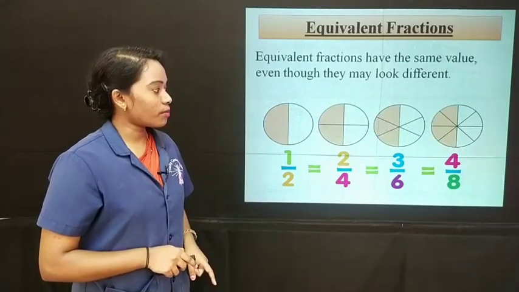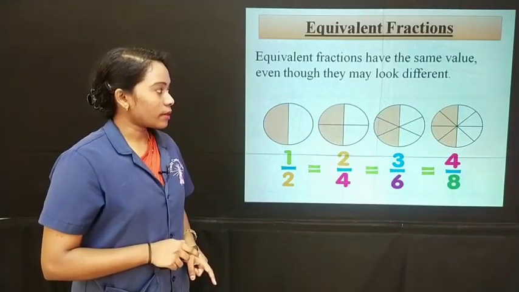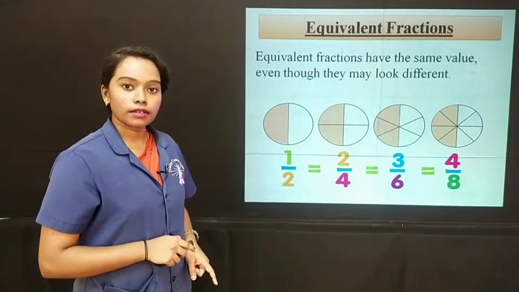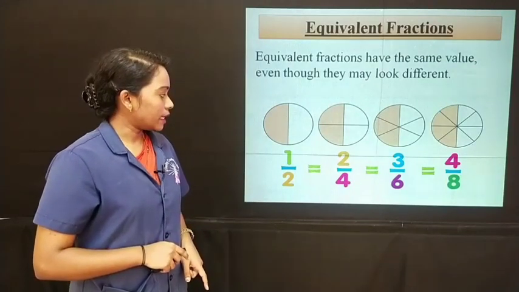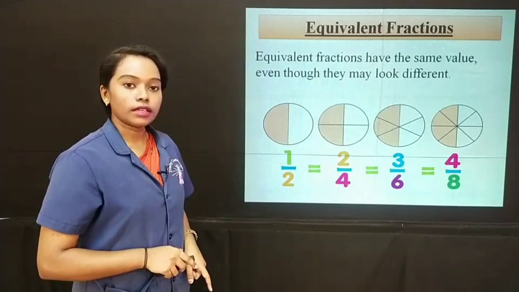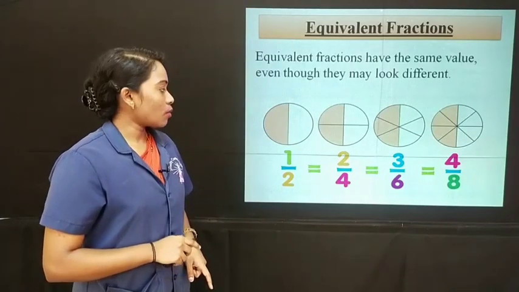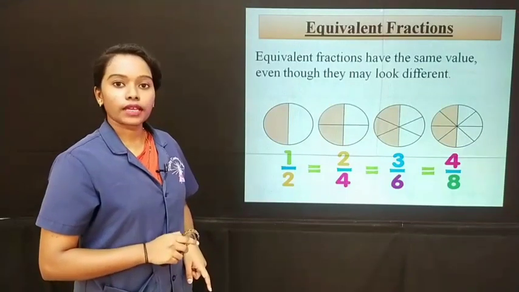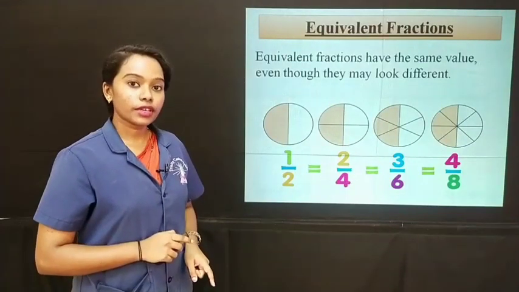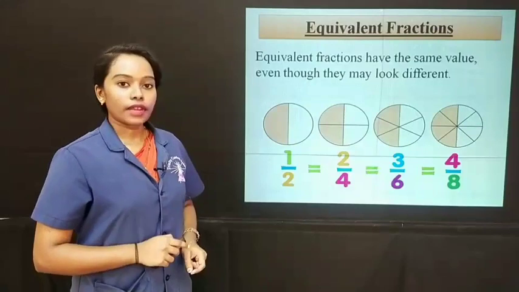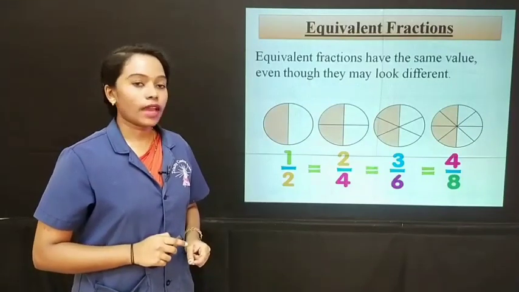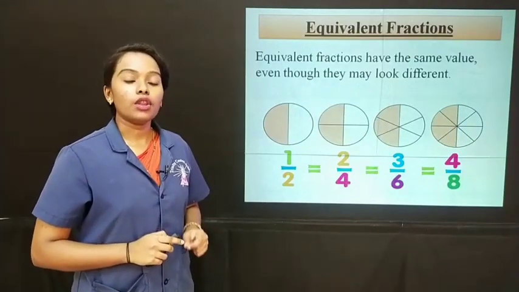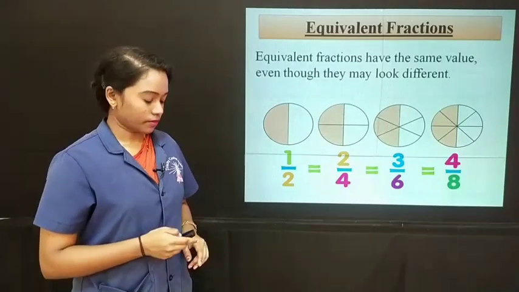3 by 6, 4 by 8, it is also representing half of the circle. Hence they are equal. These types of fractions are known as equivalent fractions. And the definition is: equivalent fractions have the same value even though they may look different.